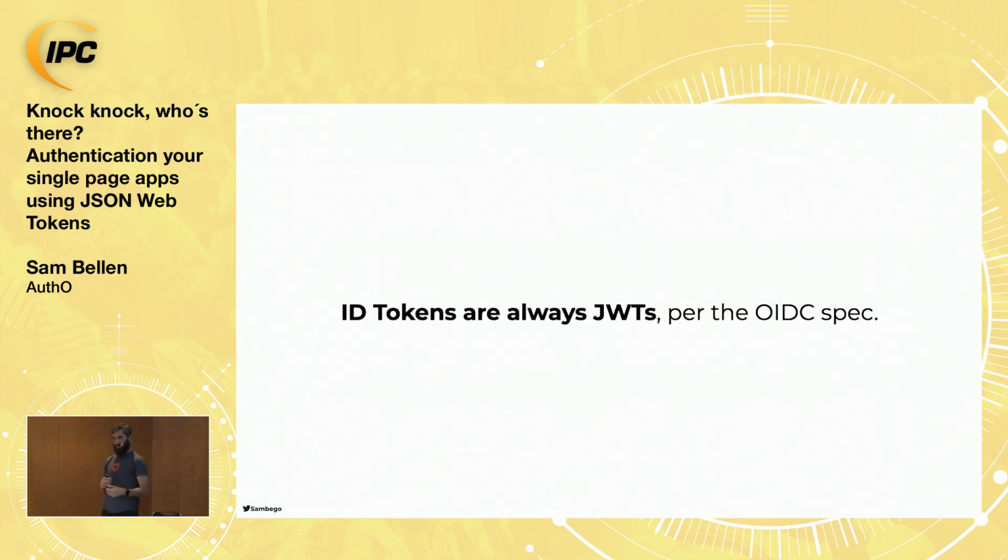So ID tokens. I just mentioned that the spec does not say how you should create access tokens or what they should be. They can be a UUID, they can be a JSON Web Token, they can be anything. An ID token is always going to be a JSON Web Token, as specified in the OpenID Connect spec. So access token, whatever you want. ID token, always a JSON Web Token.